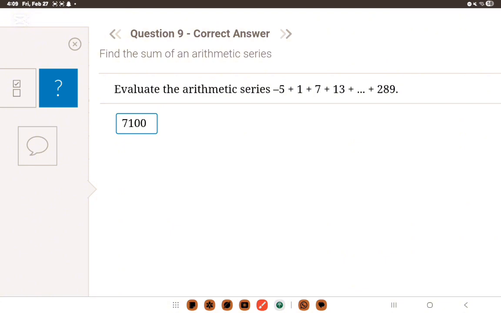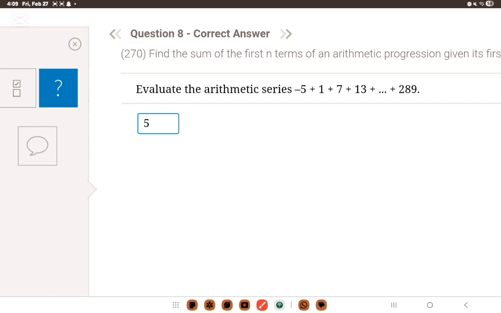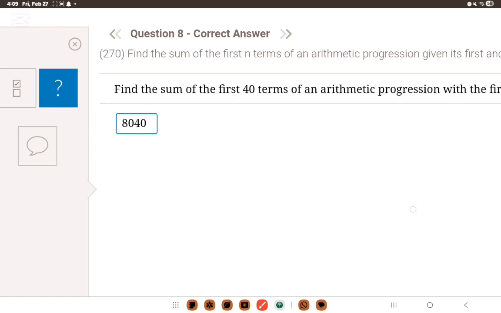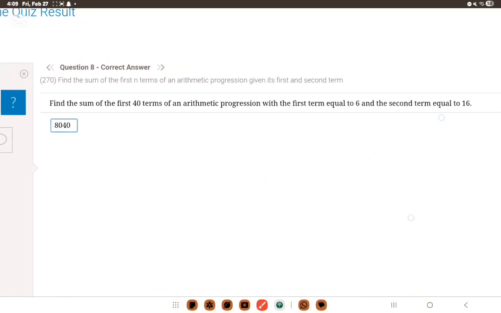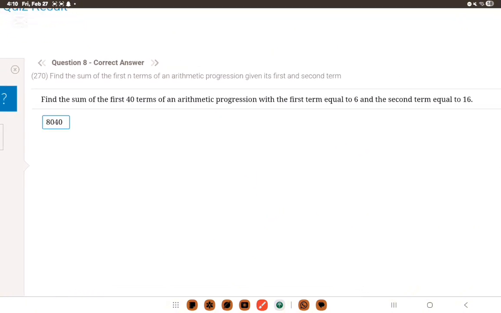Same thing with this one. Bro, I think 8.2 is much easier than 8.1. This is really good. So I'm just going to write 6, 16, and then dot dot dot.